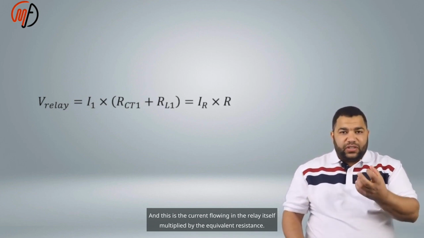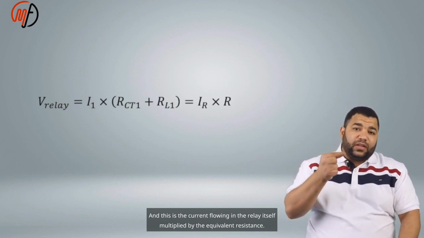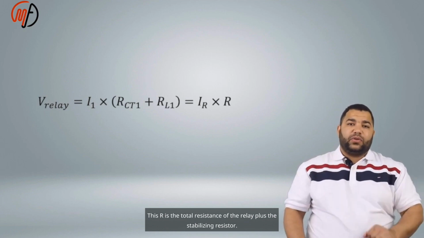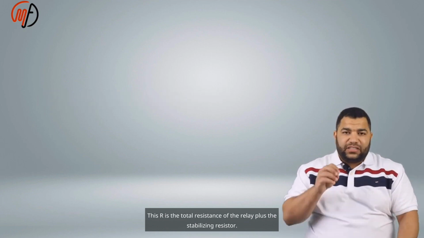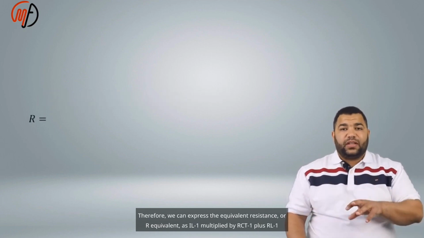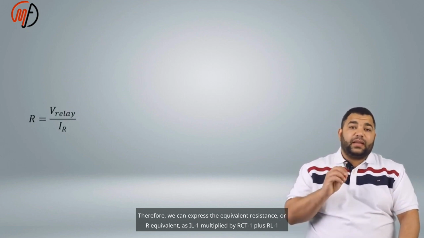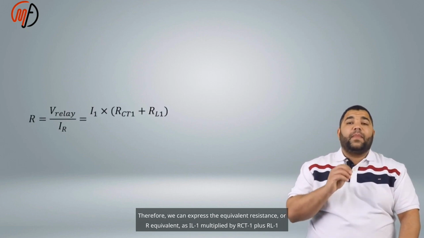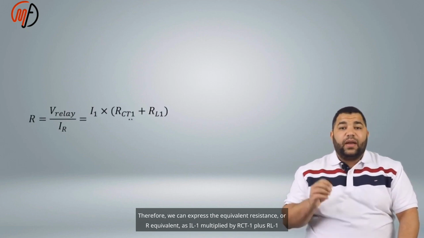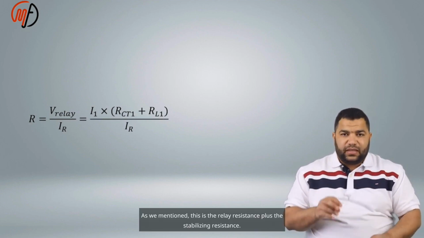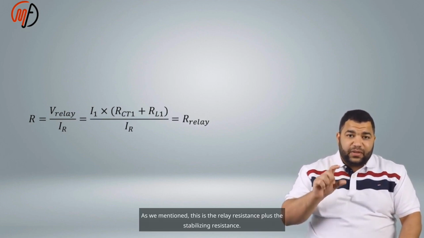And this is the current flowing in the relay itself multiplied by the equivalent resistance. This R is the total resistance of the relay plus the stabilizing resistor. Therefore, we can express the equivalent resistance, or R equivalent, as I1 multiplied by RCT1 plus RL1 over IR. As we mentioned, this is the relay resistance plus the stabilizing resistance.